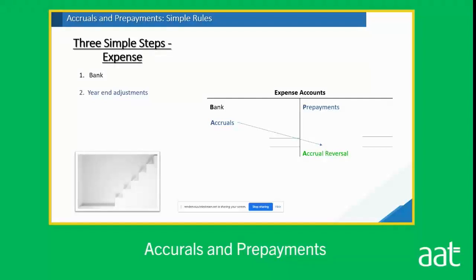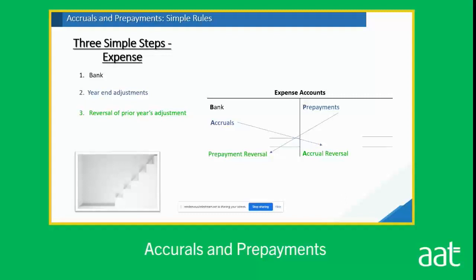And if last year I made a prepayment, I would have credited the account last year, meaning the opposite entry will be on the debit side of the account. So 3 steps. The bank figure, we're comfortable with that. We've been doing that since level 1, level 2, and again at level 3. The year-end adjustments, that may take a little bit of practice to get comfortable with.